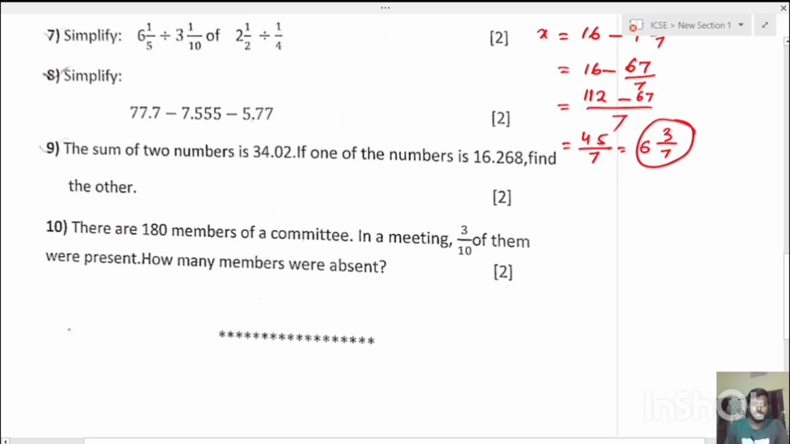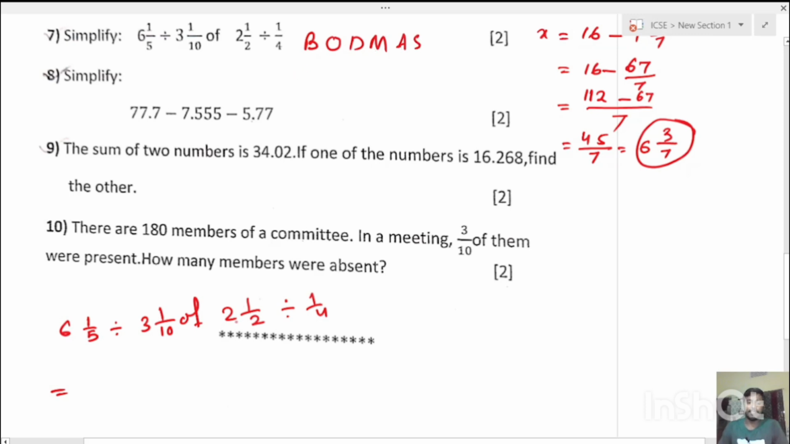Now next question, that is simplification. 6 whole 1 by 5 divided by 3 whole 1 by 10 of 2 whole 1 by 2 divided by 1 by 4. We know that first we solve the bracket, then of, then division, multiplication, addition and subtraction. There is no bracket here, so go to of. First we convert: 31 by 5 divided by 31 by 10, of means multiplication, 2 whole 1 by 2 is 5 by 2.